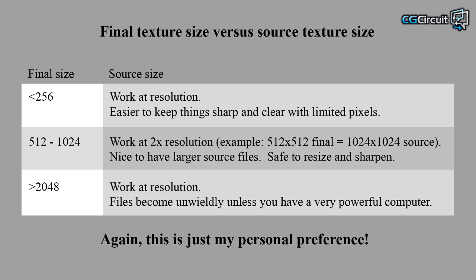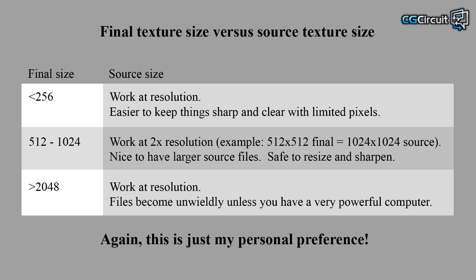And that's mostly because it is easier to keep things looking sharp and clear with a limited number of pixels. If you work higher than that and you downsize, you run the risk of things getting a little bit blurry. Even if you sharpen it, things will always be better if you place the pixels deliberately at this kind of resolution.